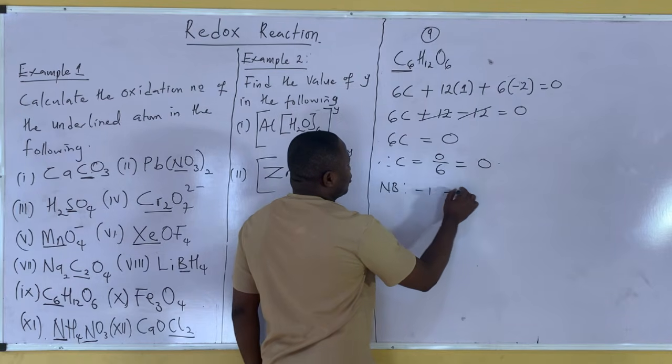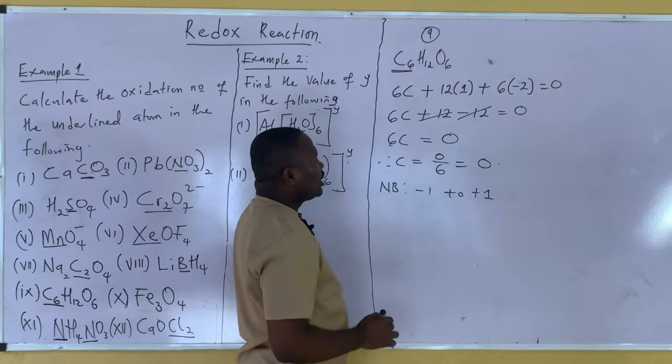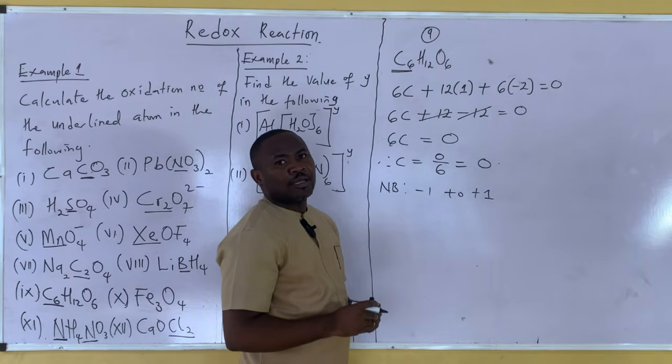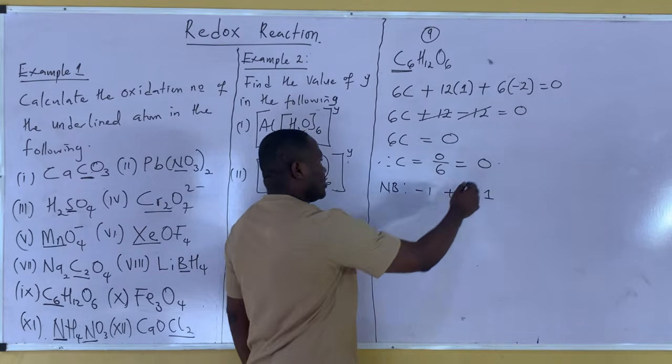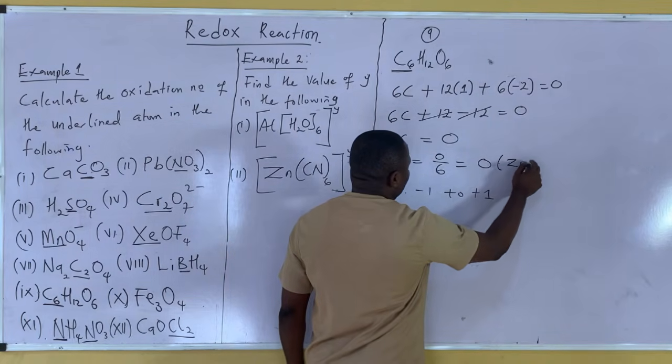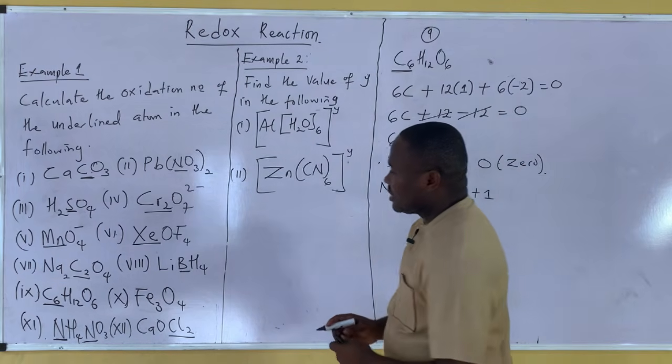Please note this, that the oxidation number of the carbon in the glucose chain ranges from -1 to +1. But on the average, the oxidation number of the carbon atom in glucose is 0. Take note of this. The answer is 0. Now let's look at question number 10.